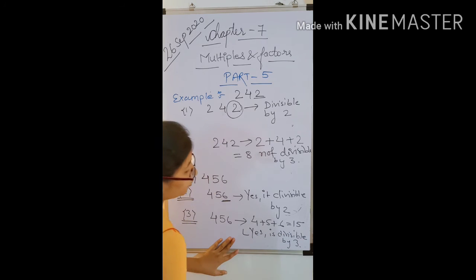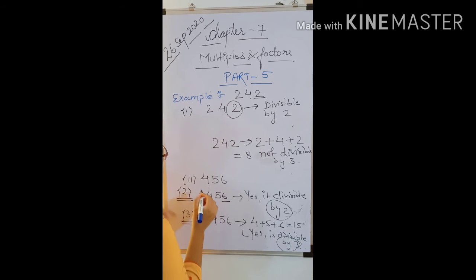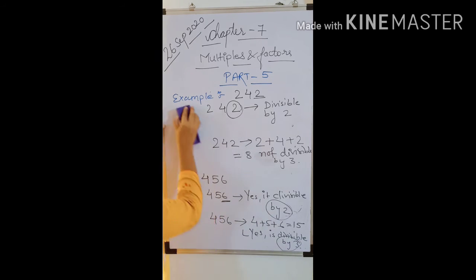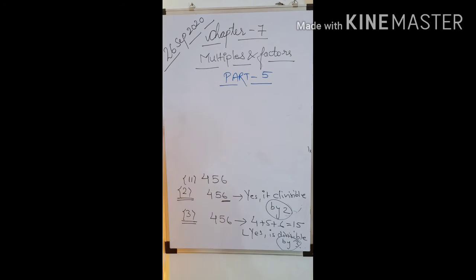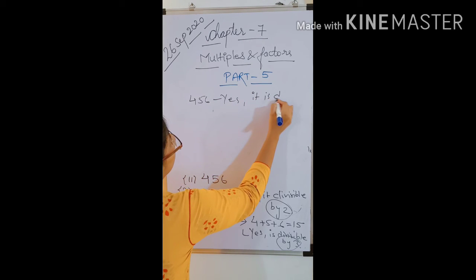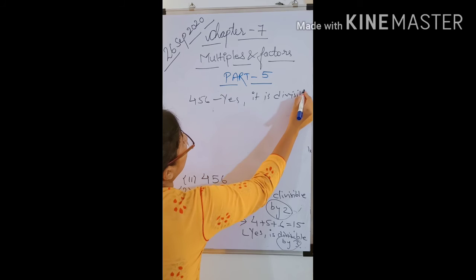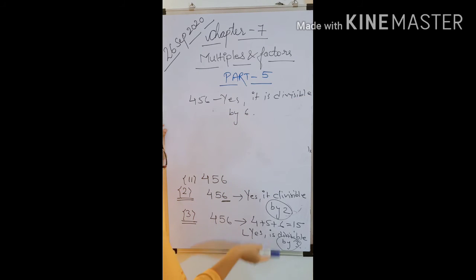So if the number is divisible by 2 as well as 3, therefore the number 456 is divisible by 6 also. Yes, you can say that the given number 456 is divisible by 6 because it is divisible by both 2 and 3. This was all about the divisibility test for 6.